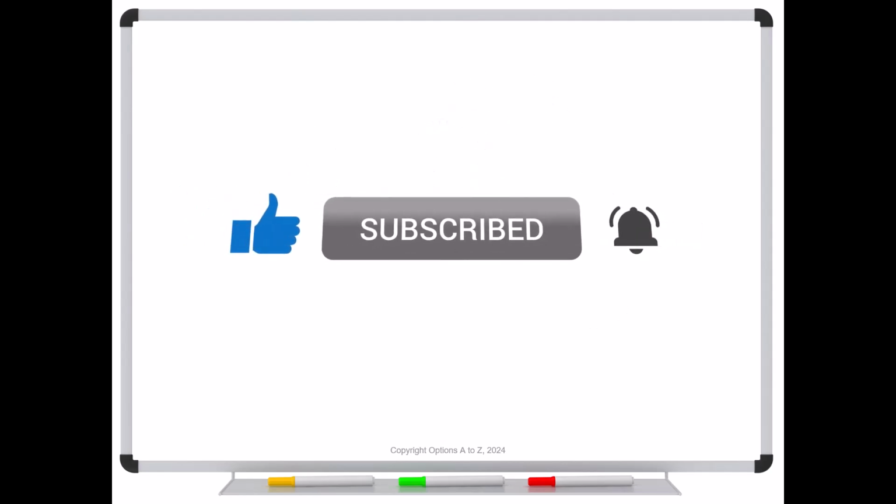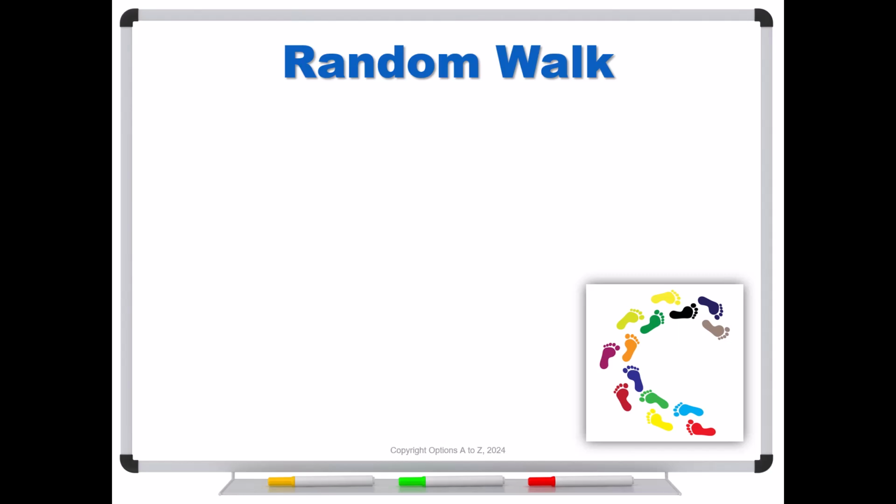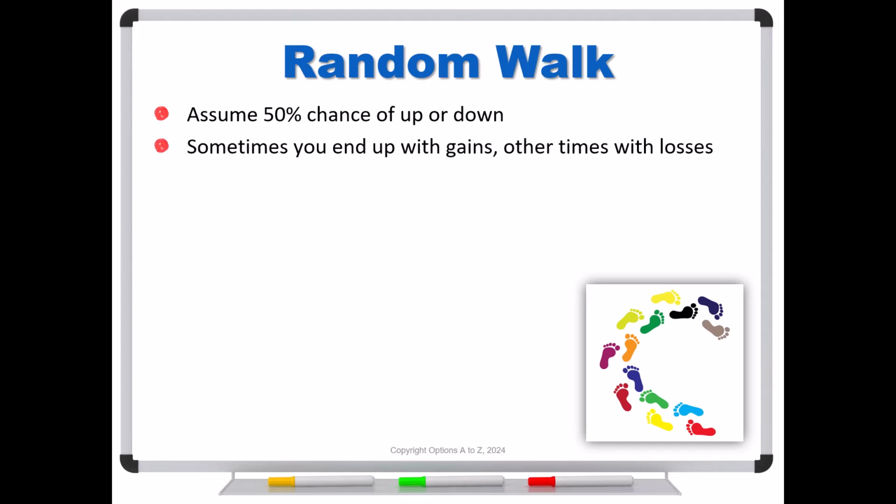So let's start off with a random walk. Remember that with a random walk, we're going to assume that we have a 50% chance of up or down. So it's a real easy model or example to use a coin flip. 50% of the time we're going to see heads, 50% of the time tails, and overall we should just go sideways. So therefore, sometimes you end up with gains, other times with losses. But again, overall, it's a sideways motion.